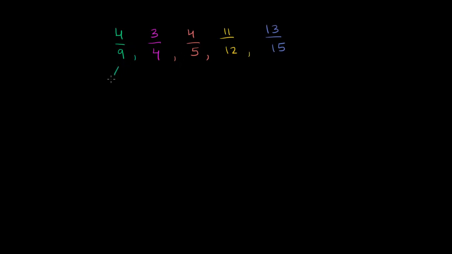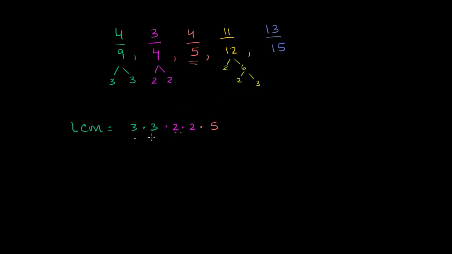So 9 is the same thing as 3 times 3. So our least common multiple is going to have at least one 3 times 3 in it. And then 4 is the same thing as 2 times 2. So we're going to also have to have a 2 times 2 in our prime factorization of our least common multiple. 5 is a prime number, so we're going to need to have a 5 in there. And then 12, I'm going to do that in yellow. 12 is the same thing as 2 times 6, which is the same thing as 2 times 2 times 3.